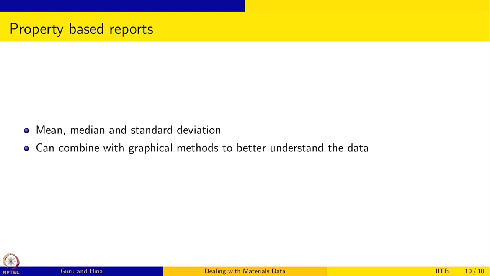So, you plot them, you also put this information of the property based reports on the same plots, and that gives us better information about the data or helps us understand the data better. So, we are going to do all this. So, this is a session on reporting rank and property based data. So, we are going to use the electrical conductivity of ETP copper as the example case for doing all this analysis. So, let us do that.